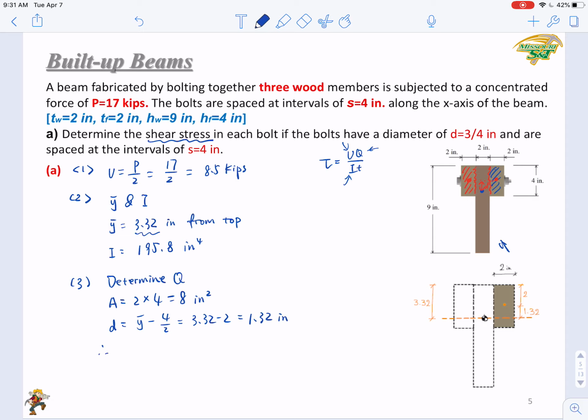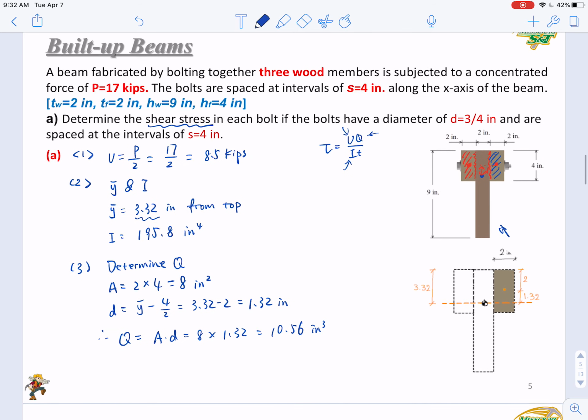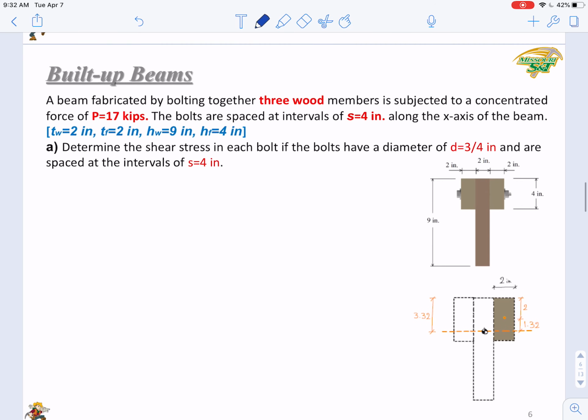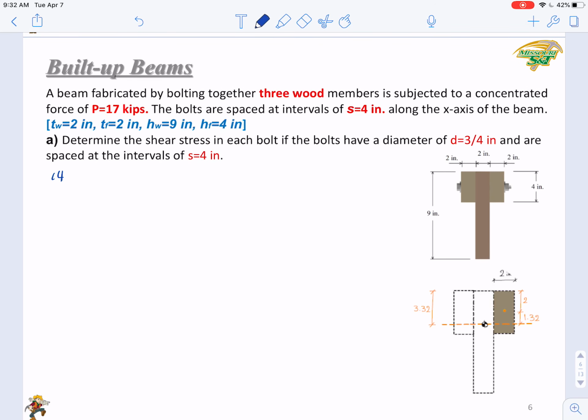Then we'll easily get the Q, that is AD, 8 times 1.32. You get 10.56 cubic inch. And now we have V and Q and I. Then it seems that we can calculate the shear, right? So in this step 4, we will try to calculate the shear.